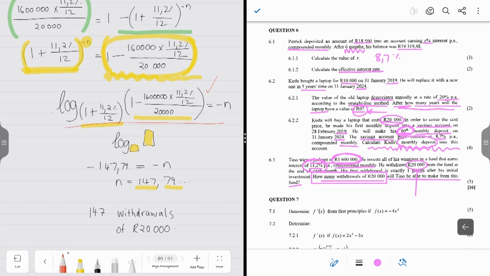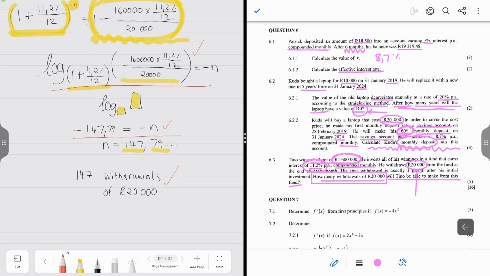And then for getting n, it's usually for the answer that you've got out of your calculator, which is negative 147.79 equals negative n. That's your next mark. And the final mark is for understanding that it wasn't 148. We didn't have to round up. We actually had to round down because you could only make 147 full withdrawals of 20,000.